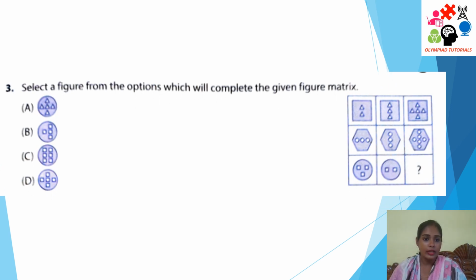Select a figure from the options which will complete the given matrix. Okay, here you can see a matrix type of picture. If you observe closely, you will see that option number D is your correct option. This picture is going to fit in the blank space of this matrix.